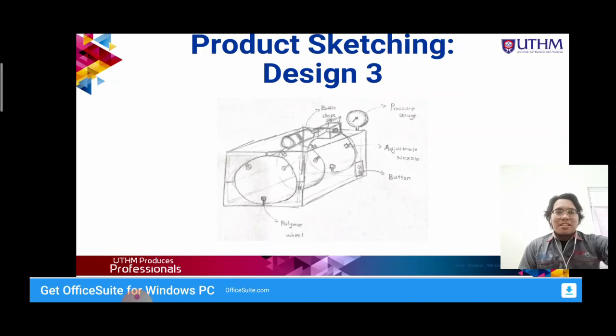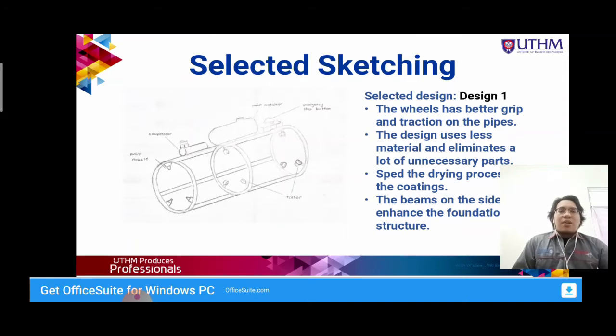Okay, next, the skeleton sketching that we pick is the first design. As we can see from the shape of it, the wheels, we use rubber wheels on the first design, which can provide better grip and traction on the pipes. And then the design uses a little less material than the other design.